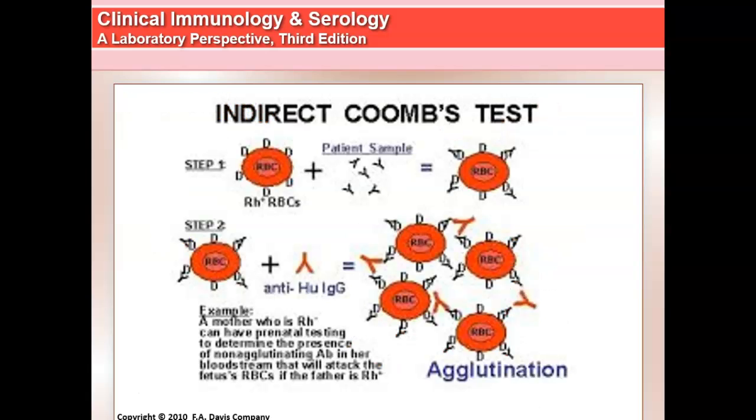So here's the indirect Coombs. That's a better picture. So for the indirect Coombs, you are looking for antibodies in the patient sample. So patient sample, antibodies. So for this test, we have known types of red blood cells in bottles that we can use, and we mix our known red blood cells with the patient's serum, or screening cells, and we look for agglutination.